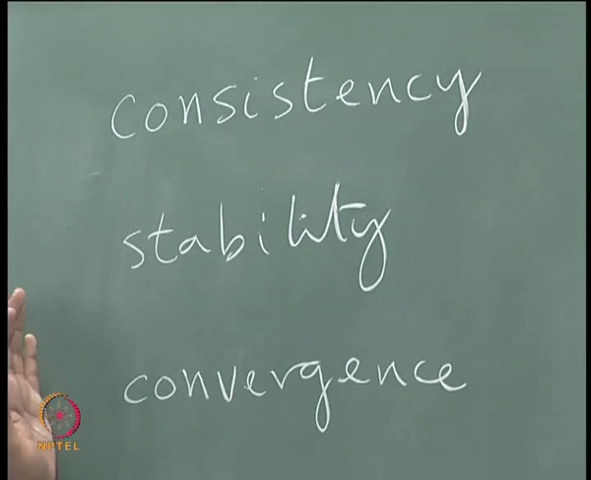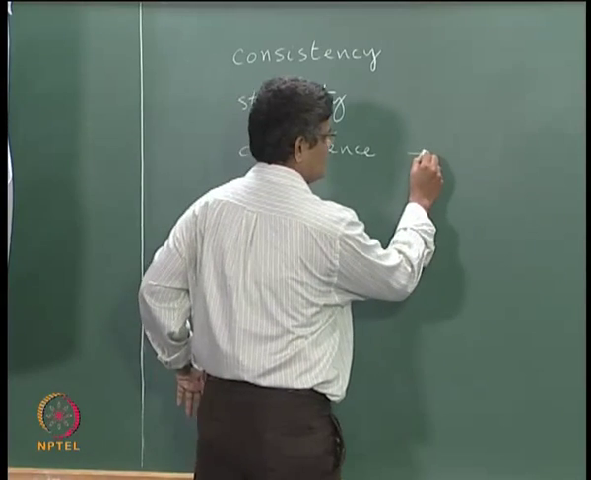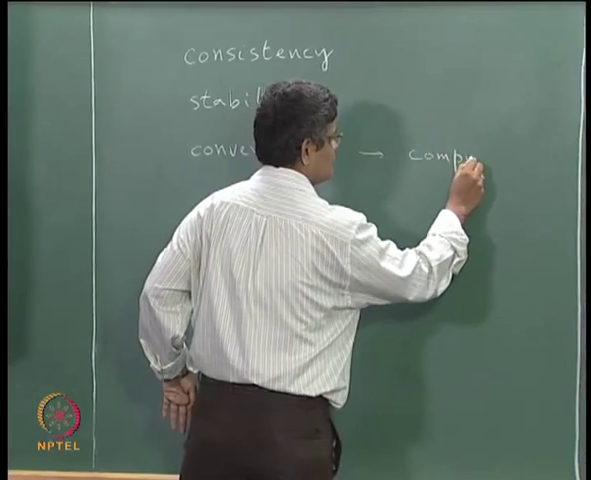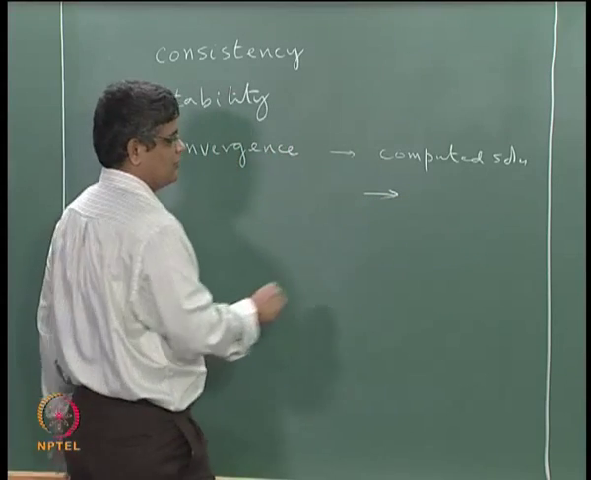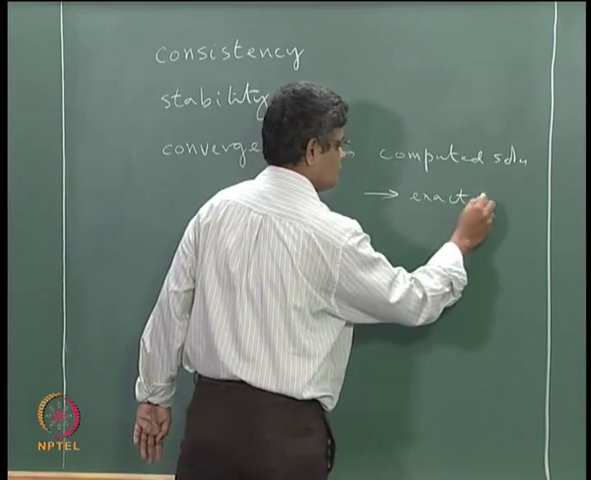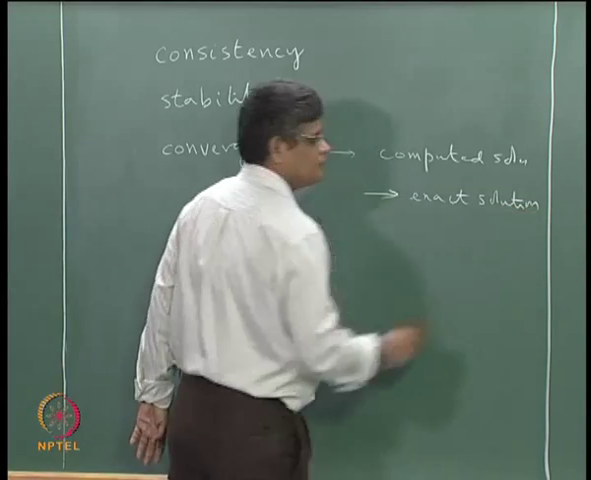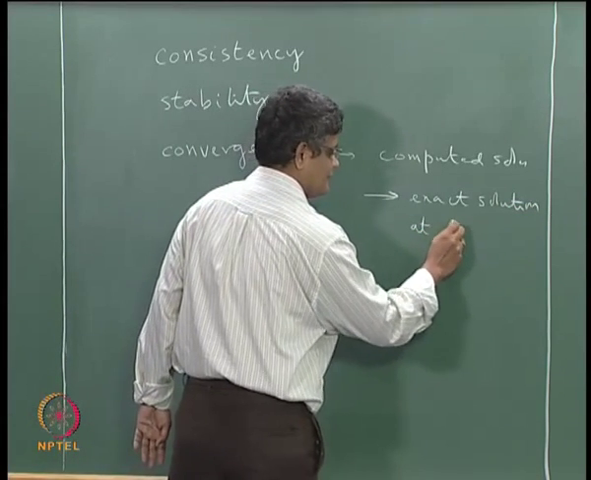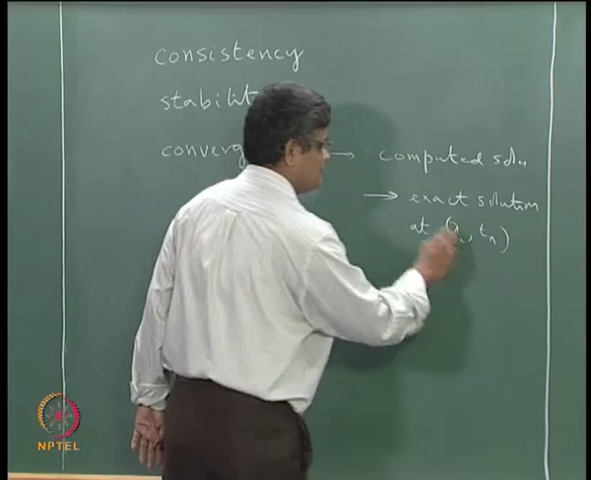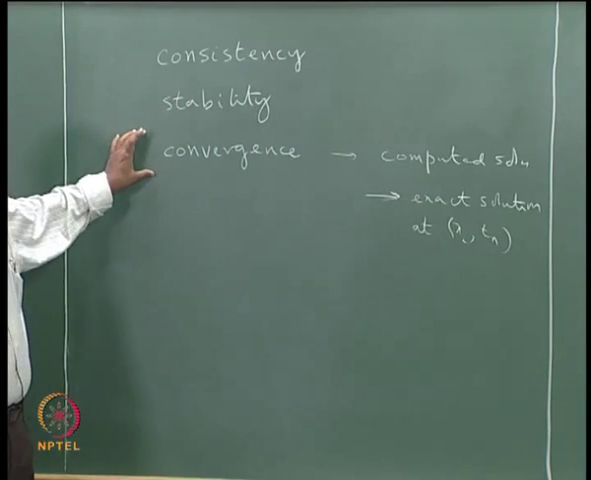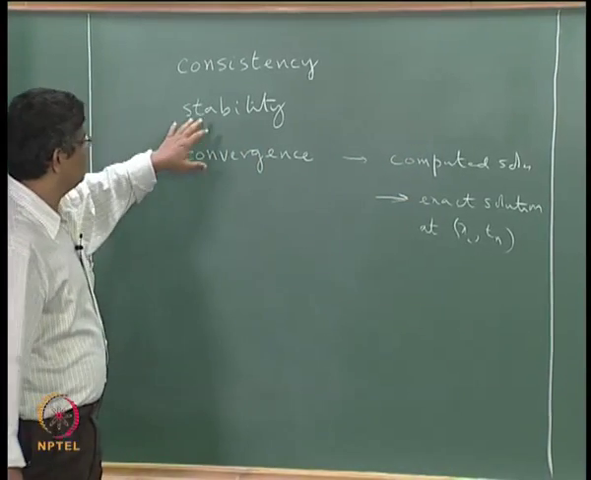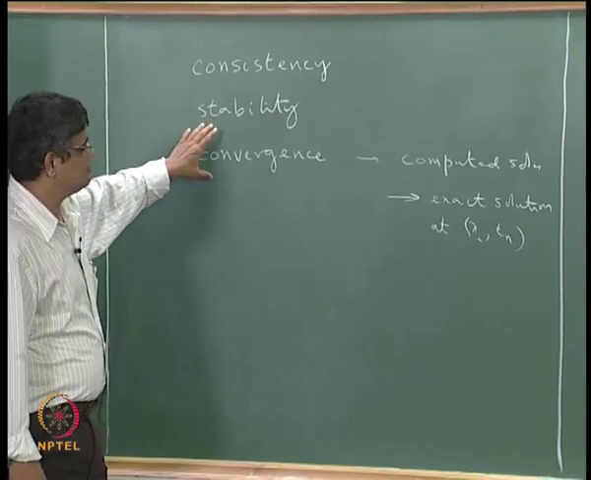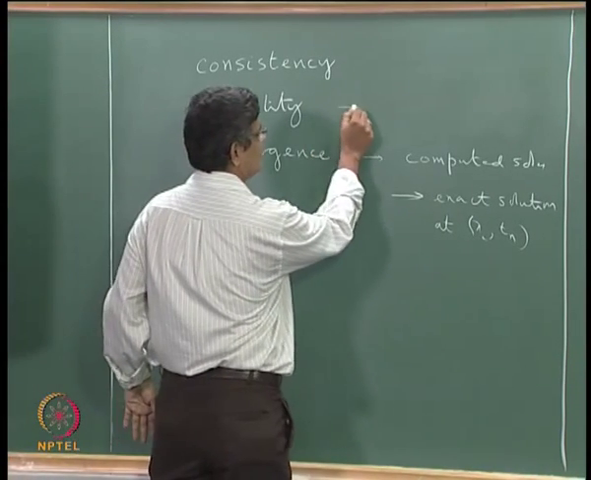Okay, so if you have a scheme which is convergent, then we can say that the computed solution would approach the exact solution at x_i, t_n. Okay, so the convergence criterion is about the computed solution and the exact solution. Now how is it different from stability? Stability is only about the discretized equation.